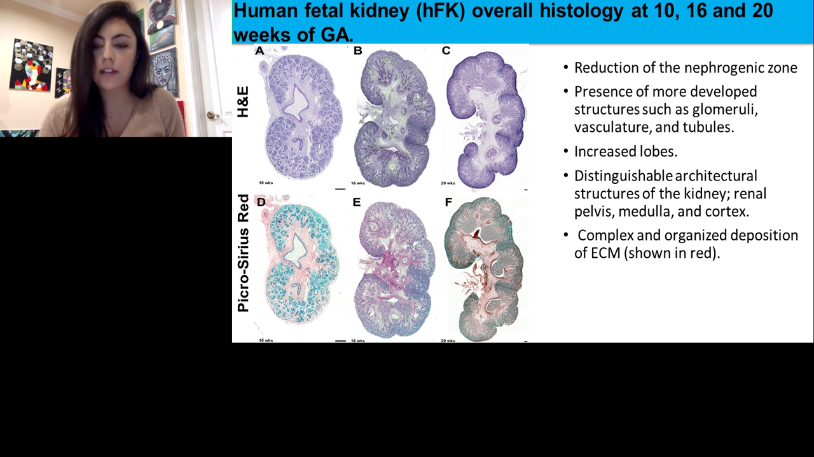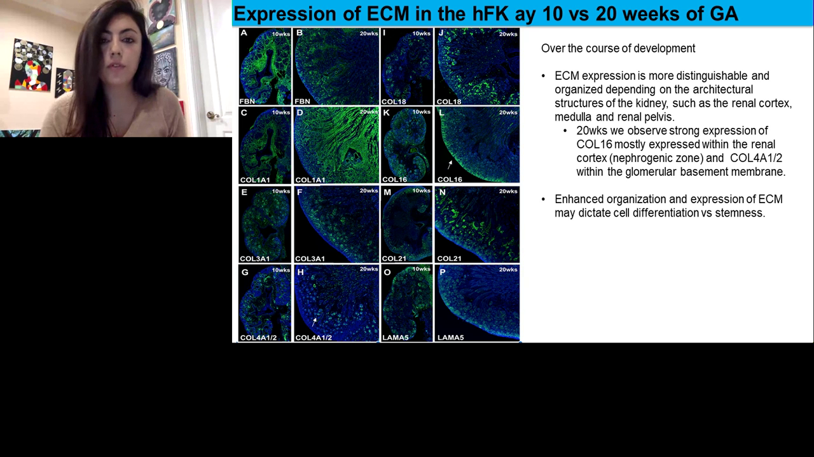We also see increased lobes, and we also see distinguishable architectural structures of the kidney, such as the renal pelvis, medulla, and the cortex. And looking at the picrosirius red in D, E, and F, we could see from D to F that we have more complex and organized deposition of ECM. And this is quite important for the function of the kidney. Moving forward, we also wanted to look at the particular fibrous proteins, such as collagens, fibronectin, and laminin alpha 5.